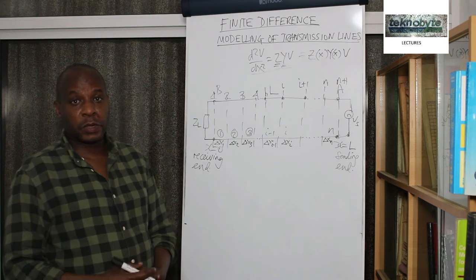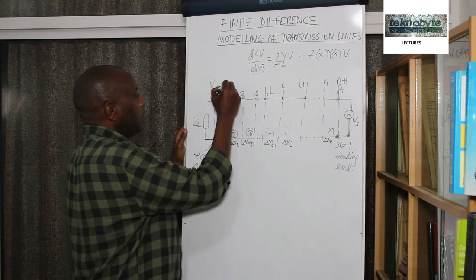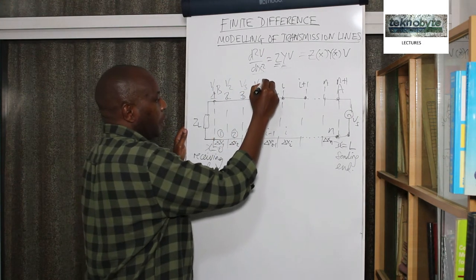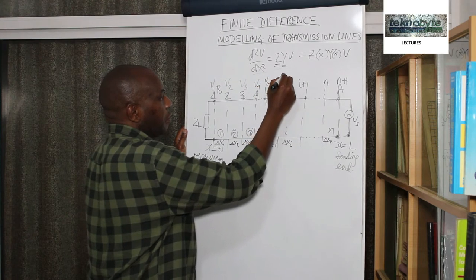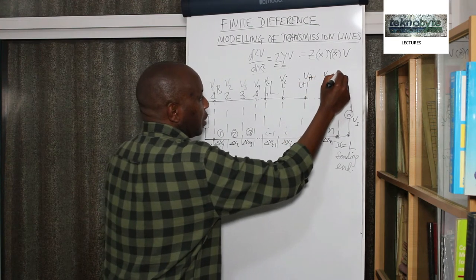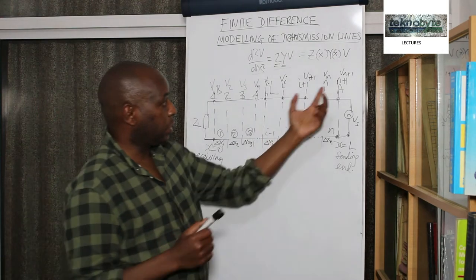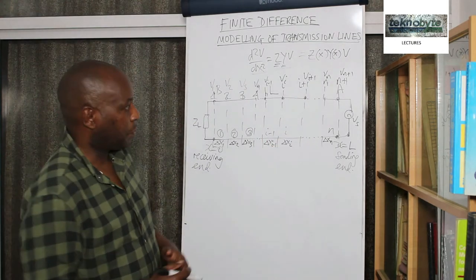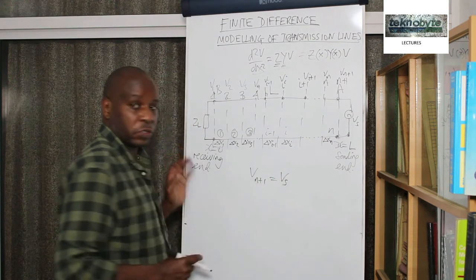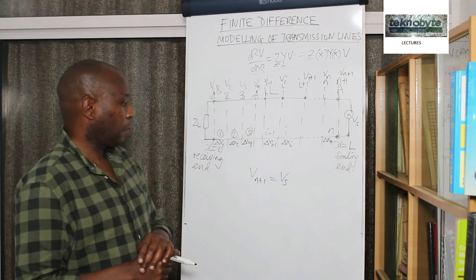The next thing that we are going to do is to label the voltages at the nodes, starting with V1, V2, V3, V4, Vi minus 1, Vi, Vi plus 1, Vn, and Vn plus 1. Now, Vn plus 1 is a known voltage because Vn plus 1 is equal to Vs, the source voltage, and it's one of the constraining values that we use as our boundary condition.